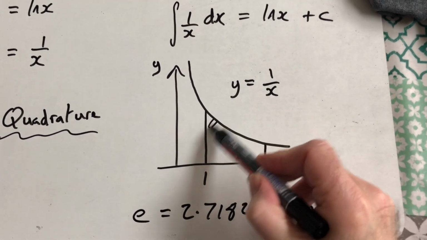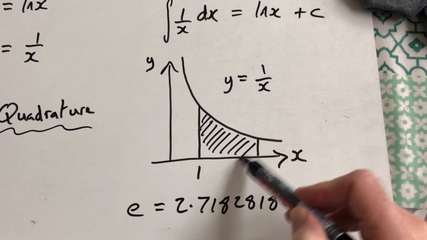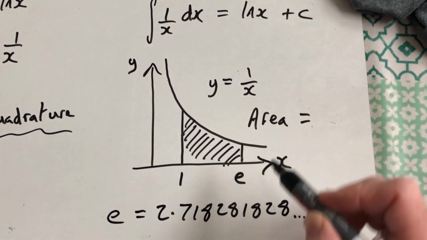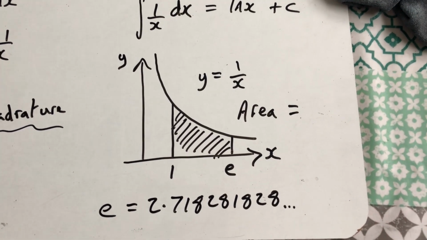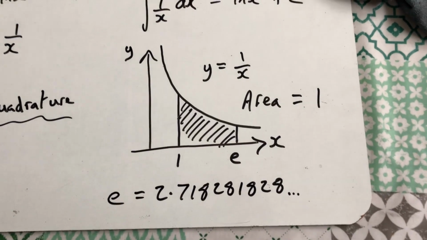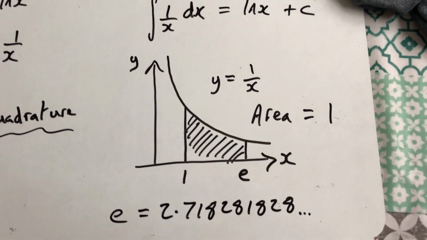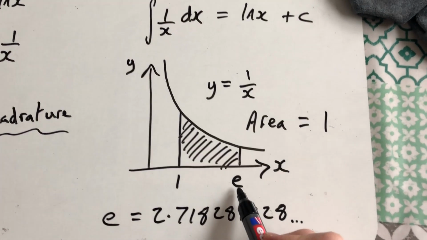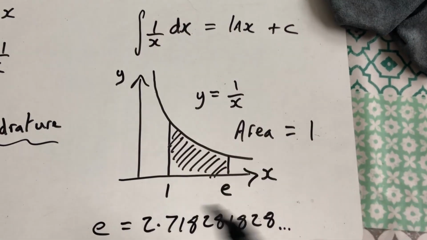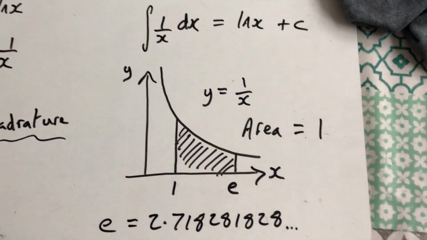But they came up with this really fascinating discovery. The area that was shaded in there was, what do you think it's going to be? Well, it was just 1. It's precisely 1, which is really fascinating. The reason it's fascinating is because e itself is an irrational number, of course. And this curve is not exactly the most straightforward shape, is it? It's not like a rectangle or triangle, is it?